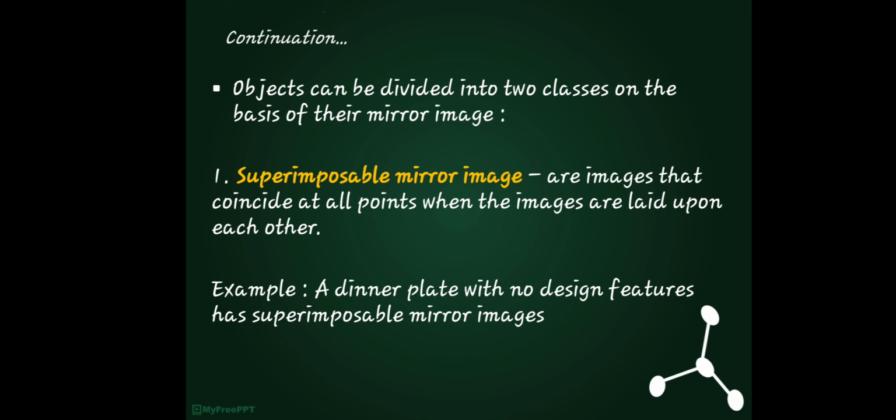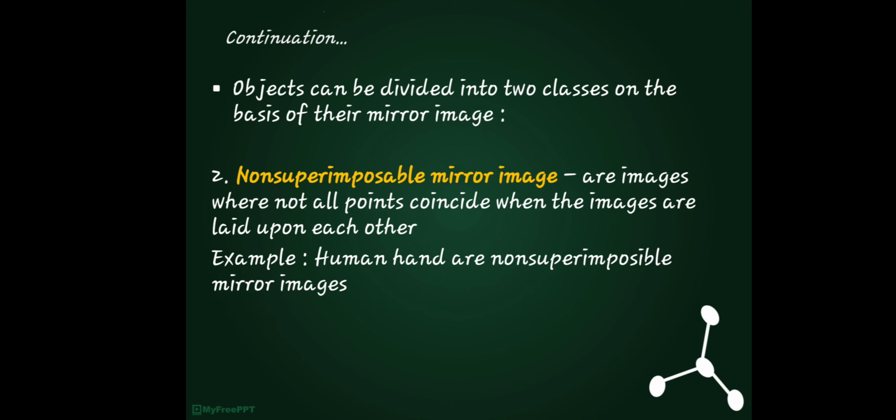It is in contrast to a non-superimposable mirror image. Why? Because these are images where not all points coincide when the images are laid upon each other. Meaning, human hands are non-superimposable mirror images. Why? Because the human hand is opposite. As I said earlier, one example of a mirror image is your hand. Basically, your human hand is a non-superimposable mirror image, because it is opposite.